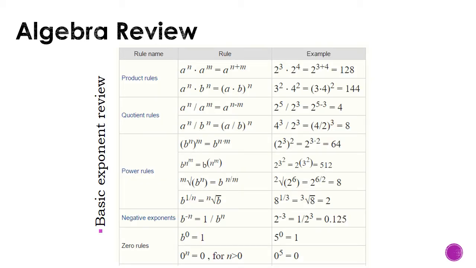Exponents will also show up on the ACT. We've recently created our foldable and used that to help us with the rules of exponents. Make sure you spend time reviewing those rules and any of the activities that we've done in class.